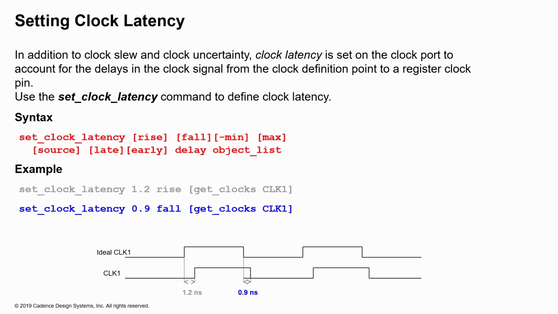You can define both the source latency as well as the network latency using the setClockLatency command. When you specify a rise or fall, these would include the rise and fall transition times as well. But without those, you would just model the latency for when there is no transition time included. As far as the source latency is concerned, you just specify the dash source option. But when you don't specify the dash source option, you're modeling the network latency by default. So in this example, the ideal clock versus the actual clock has different latencies.